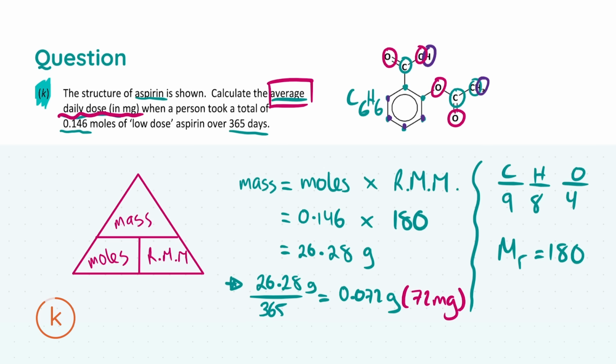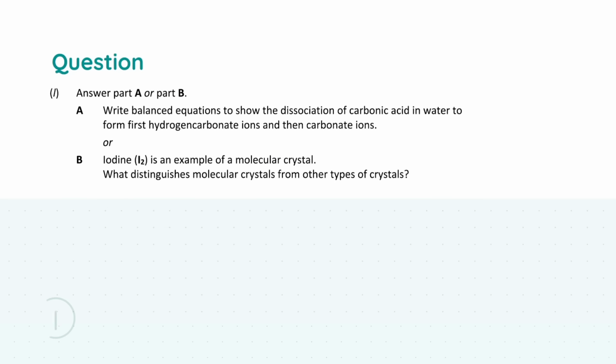But either way, there was a total of 6 marks going for this question, and the breakdown was fairly simple. You got 3 marks for correctly getting the mass of aspirin that the person took over the whole year. You then got 2 marks for correctly dividing that by 365 because we wanted to find the daily dose, and then a final 1 mark for converting that to milligrams.